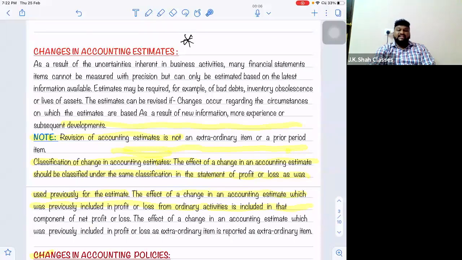How can you have a change in estimate on a prior period item? Prior period item itself is an error, right? So whatever you asked is not correct. So here we complete technically with the concept or with the topic.